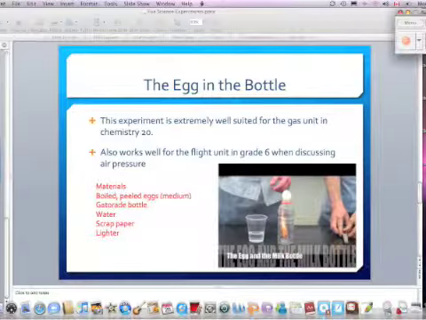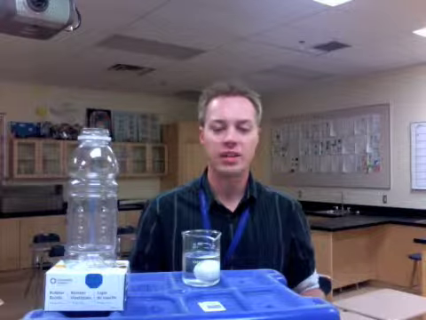So the egg in the bottle experiment is great for chemistry 20, the gas unit in it. It's also good for grade 6 where you do air pressure in the flight unit. You need a boiled peeled egg, usually a medium size, a Gatorade bottle, a little bit of water, some scrap paper, and a lighter. Alright, so the egg in the bottle experiment is a great experiment for anything that involves pressure, involves gases. Grade 6 flight unit, you can use it all the way up to chemistry 20 where you do Boyle's law, Charles' law, combined gas law, all that kind of good stuff.